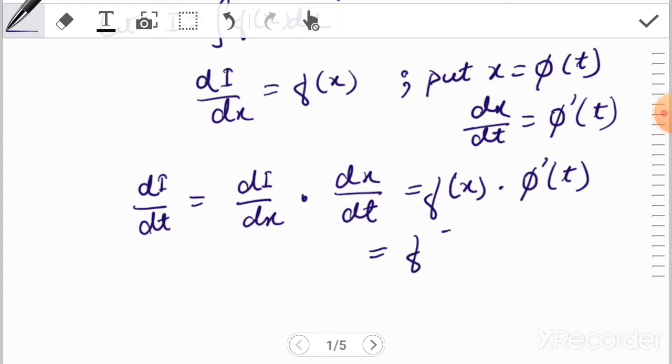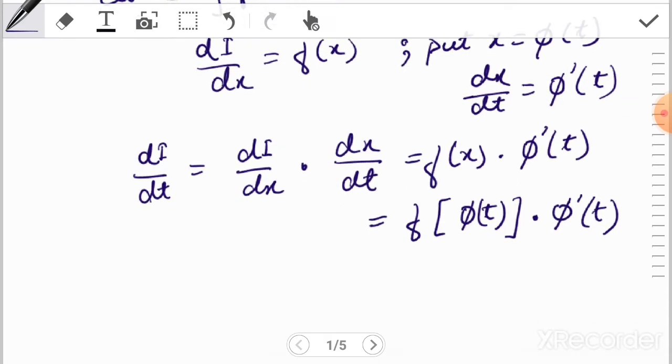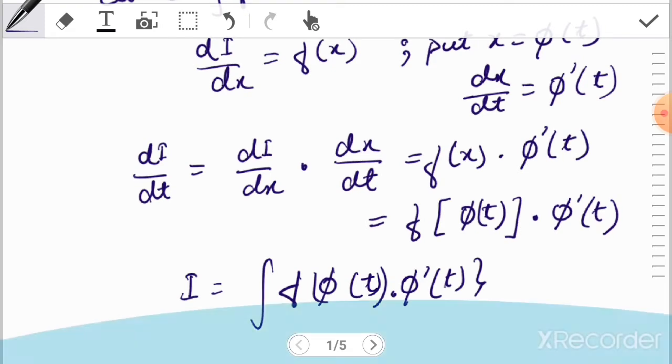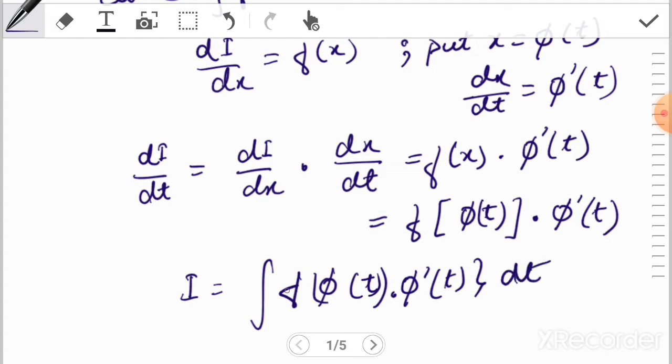Which is f of phi(t) dot phi dash(t). So this gives integral f of phi(t) dot phi dash(t) dt, right?